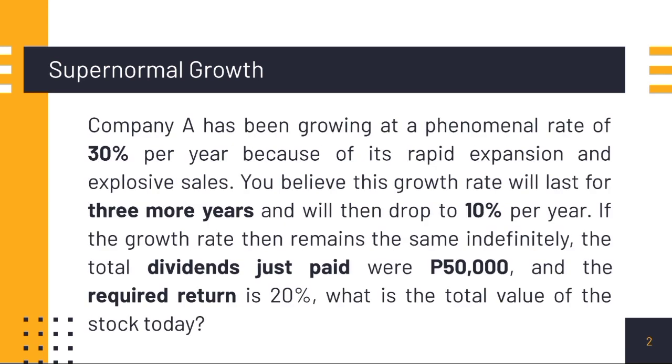In this problem, we have the given values for company A. Supernormal growth rate is 30% for the first 3 years, and then constant growth rate of 10% after the first 3 years, and will remain indefinitely. Total dividends just paid 50,000 pesos, and required return is 20%. The question is, what is the total value of the stock today?